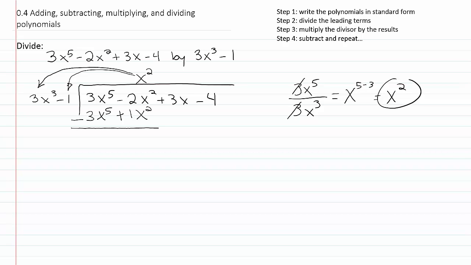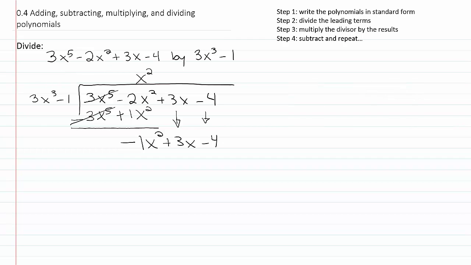And we're going to have 3x to the fifth canceling out with negative 3x to the fifth. And then we have minus 2x squared plus 1x squared would give you negative 1x squared. Then I carry down these remaining terms, and I'll end up with plus 3x minus 4. All right, from here you can see that the degree of this polynomial is lower than the degree of the divisor. So because of that, we can now stop the division process and just call this guy our remainder.